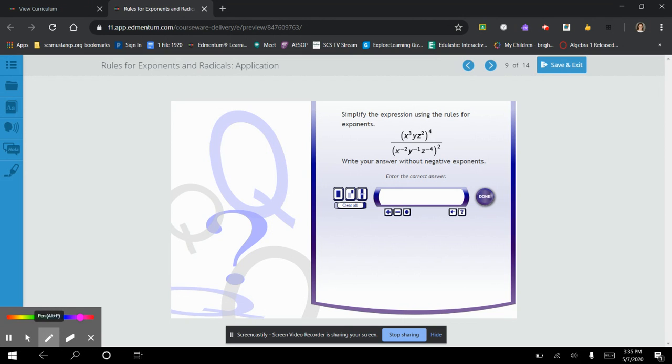So for this one, I'm going to distribute that 4. Don't forget to distribute it to the y. Remember that y variable has an exponent of 1. So I'm going to do x to the 3 times 4, which is going to give me x to the 12th. And then y to the 1st times 4 is going to give us y to the 4th. And then z to the 2 times 4 is going to give us z to the 8th.